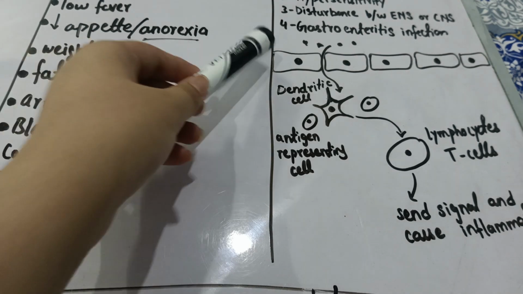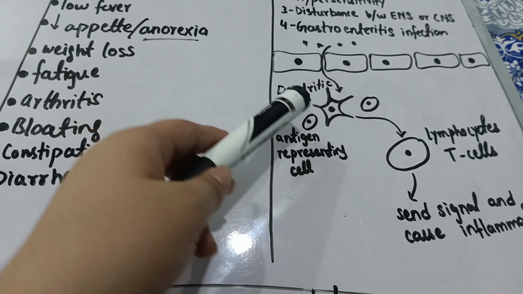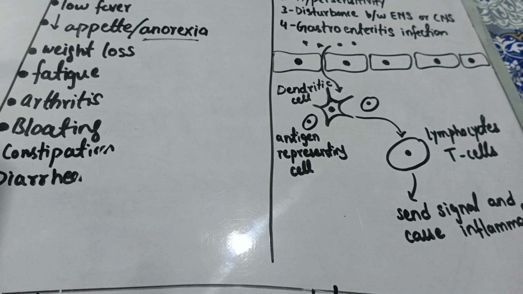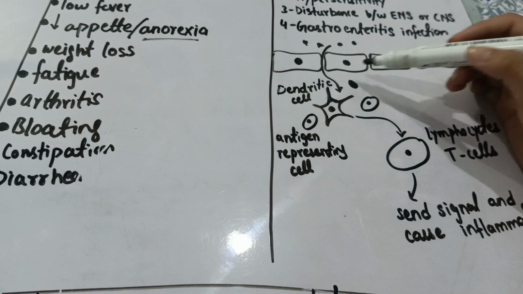So let's suppose the E. coli population increases. What will happen? This E. coli will enter into the cell. The dendritic cell is a type of antigen presenting cell which will check the pathogenicity of your bacteria. How is it checking that? Actually it will take a part of the bacterial cell. So whenever the bacterial cell enters, let's suppose this is the bacterial cell which enters inside.